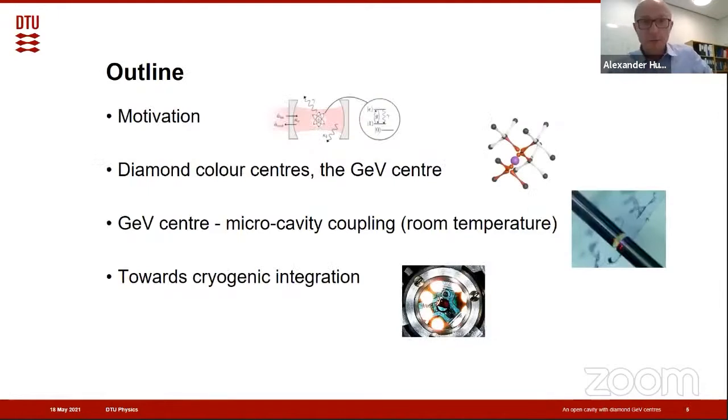Now, this brings me to the outline of this talk. In the next 40 or 45 minutes I would like to address color centers in diamond, more specifically the germanium vacancy center we are working with. Then I would like to present our activities on GeV center coupling to a microcavity system. This is all done at room temperature. And then in the last part, I would like to go a bit deeper into our current efforts, which is about the cryogenic integration of that system, hopefully towards achieving a coherent interface between optical mode and the color centers in diamond.